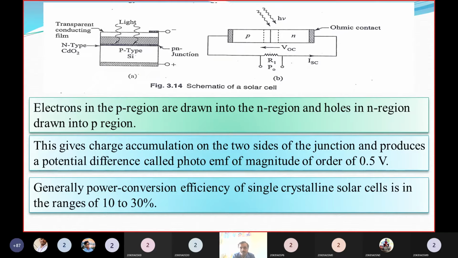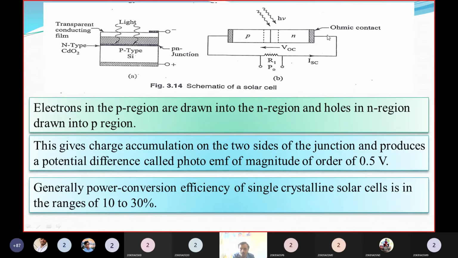If there is no connection, that means there is no circuit here. Just remove the load resistance and leave the connections like that only. That means there is no connection between this N region and P region. Now measure the voltage in between the P and N regions of the PN junction.